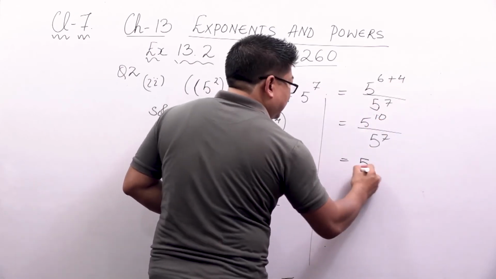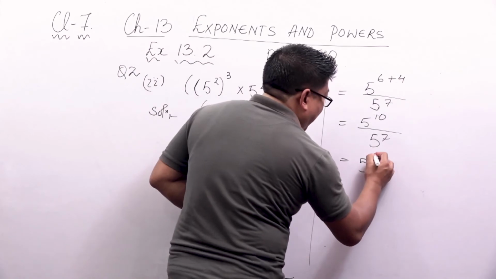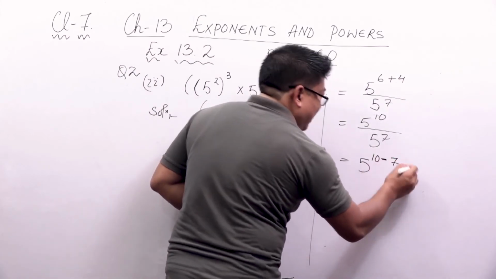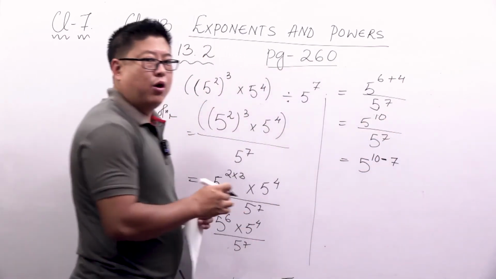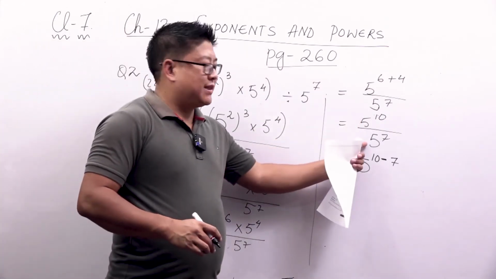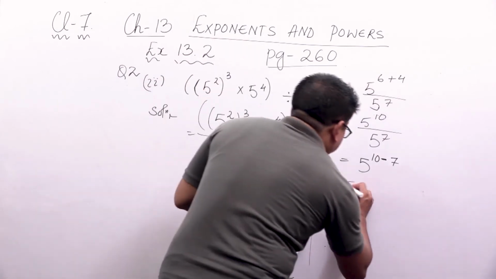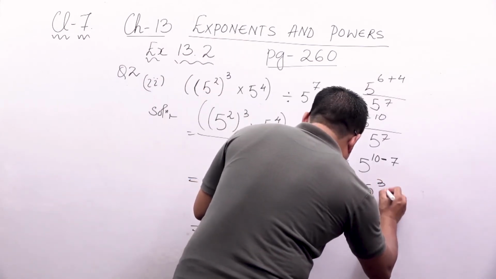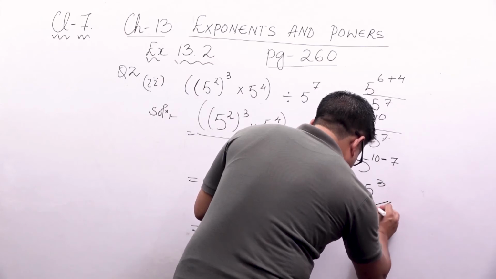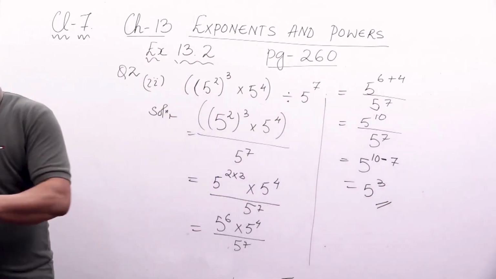This is divide, same base, divide. So 5, 10 minus 7, because base is same, but it is divide. Okay? So your final answer is 5 to the power 10 minus 7, which is 3. So this is your final answer.